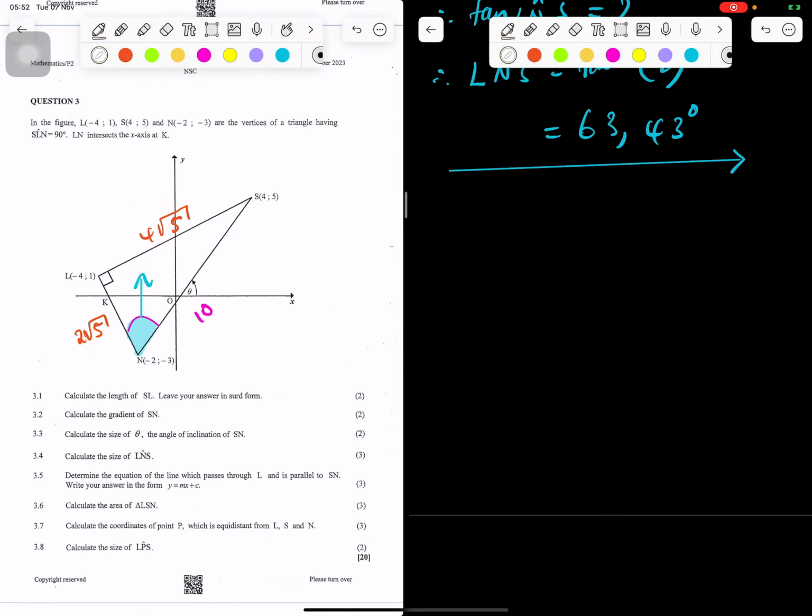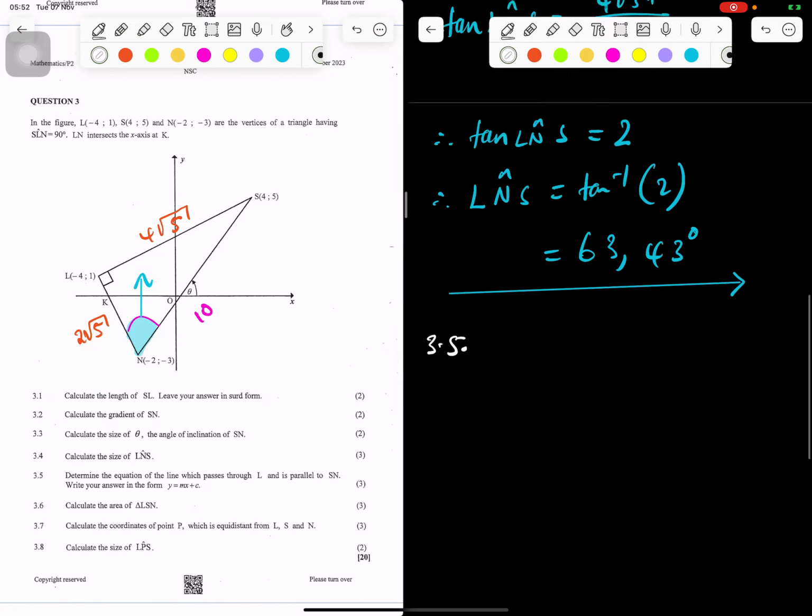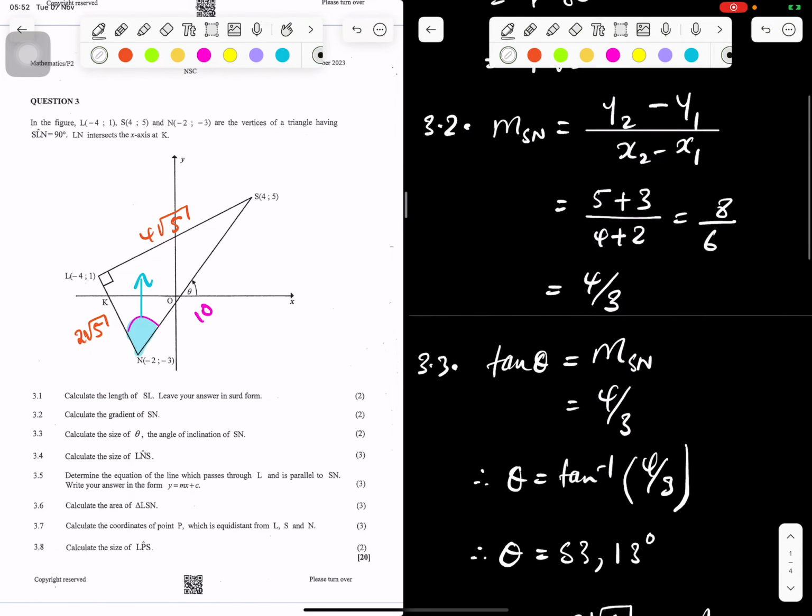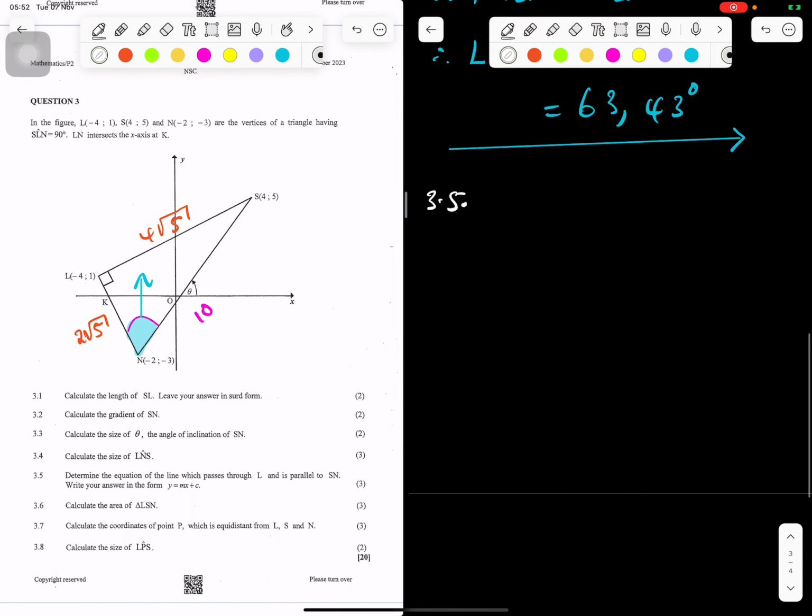What are they saying there? That is 3.5. They say that determine the equation of the line which passes through L. So we must use the point L and is parallel to SN. So we have the gradient of SN, which was 4/3. So I'm going to say that this is y equals mx plus c. Therefore, y is equal to m, which is 4/3, since it is parallel to SN. They're basically saying they have the same gradient, then plus c there.